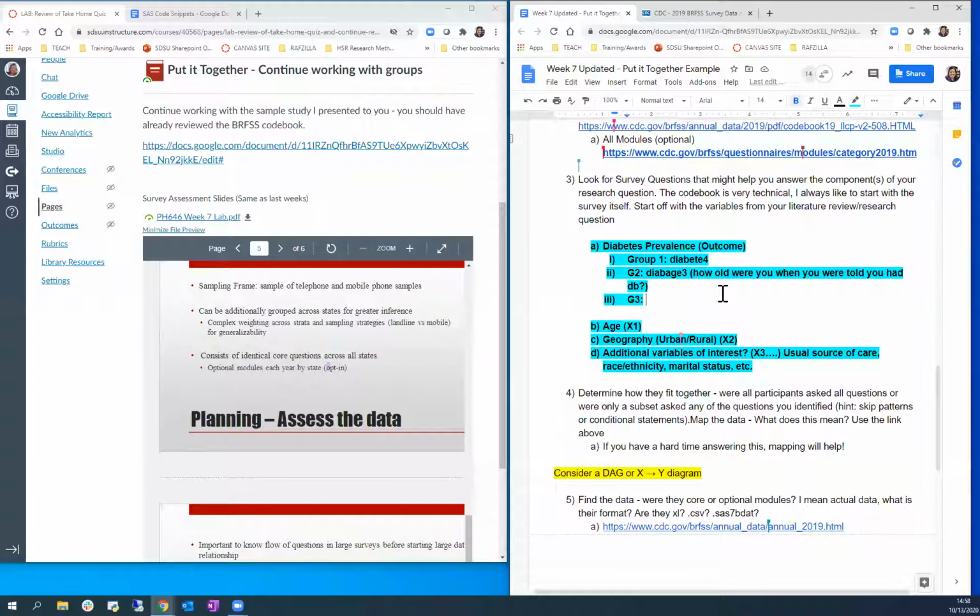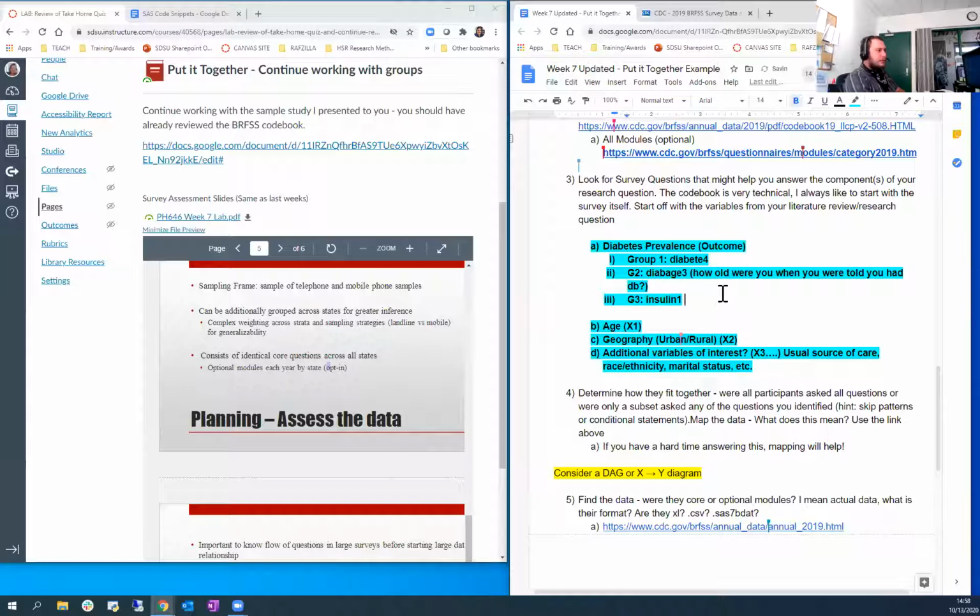What were we answering? What was your outcome variable? I think we had a few. Yeah, we got a couple for diabetes. I'll take one. Anyone? It's about insulin 1, and the question is, are you now taking insulin? So the variable name is literally the word insulin with the number 1 after it.